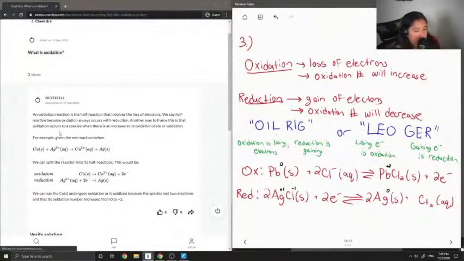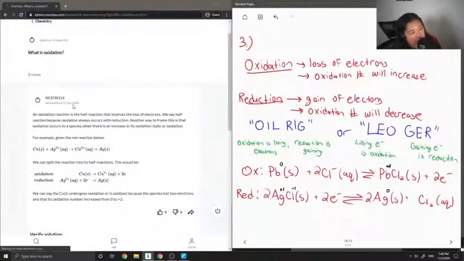Let's see the answer from our junior tutor. An oxidation reaction is the half reaction that involves the loss of electrons. We say half reaction because oxidation always occurs with reduction. Another way to frame this is that oxidation occurs to a species when there is an increase in its oxidation state or oxidation number. For example, given the net reaction below, copper solid plus silver 2+ makes copper 2+ plus silver solid, we can split the reaction into its half reactions.